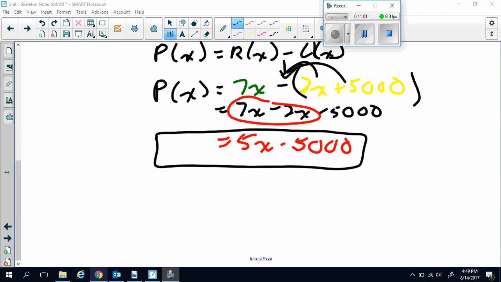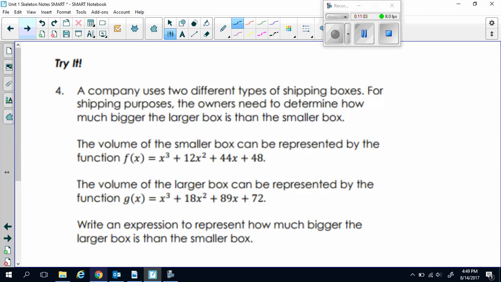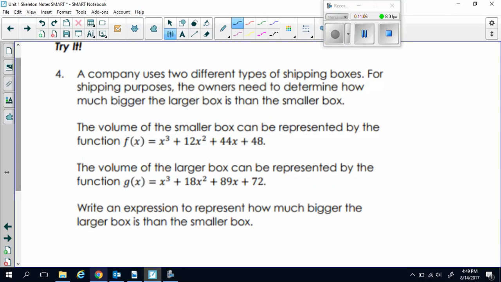All right, so let's continue. Here's another one I want you to try. Go ahead and read the problem. They give you two volumes, one for a smaller box and one for a bigger box. And they want you to find how much bigger the larger box is than the smaller box. So go ahead and work that out for a couple minutes, and we'll see if you're right.